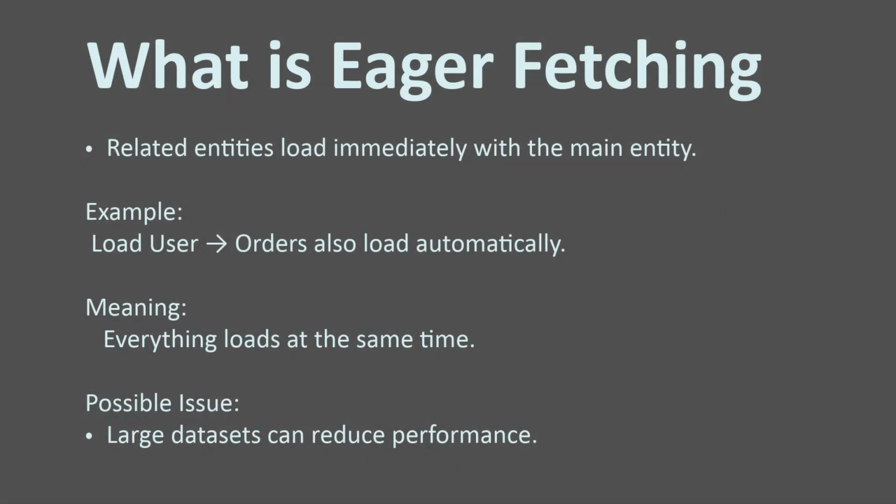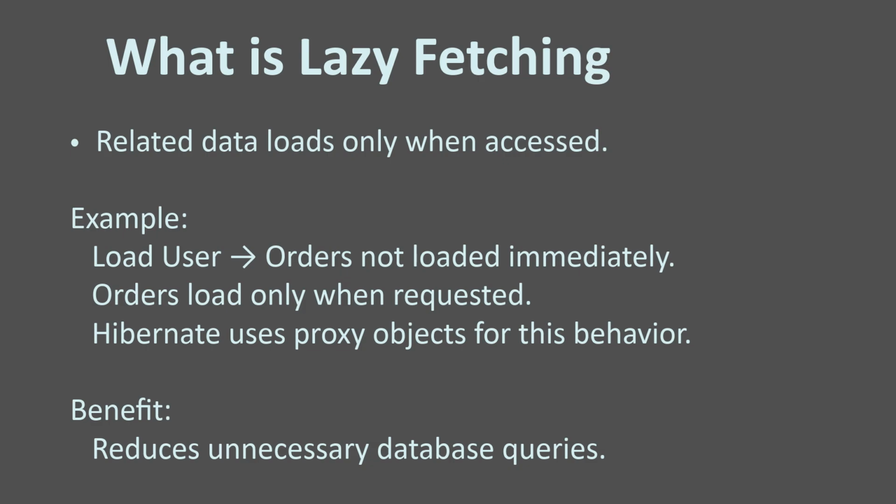Let us first understand eager fetching. Eager fetching means that when the main entity is loaded, all related entities are also loaded immediately. For example, if we load a user from the database, Hibernate will also load all orders related to that user at the same time. This means everything is fetched in a single step. While this can be useful in some situations, it can also create performance problems if the related data is very large.